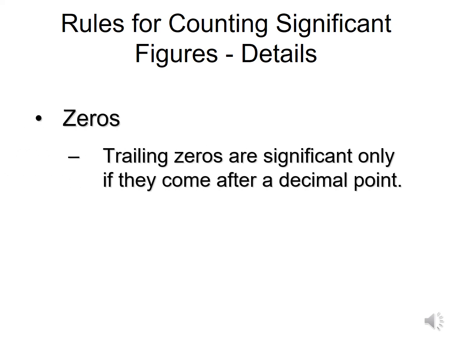Trailing zeros. Trailing zeros are significant only if they come after a decimal point. In this example, 9.300, there are 2 trailing zeros, you can see them here, and there are 2 non-zero integers, so this number 9.300 has 4 significant figures. Trailing zeros, as the name implies, are zeros that come at the end of a number, and they're only significant if they come after a decimal point.